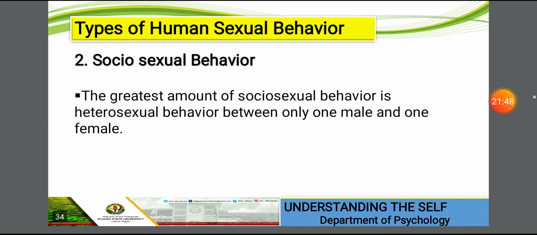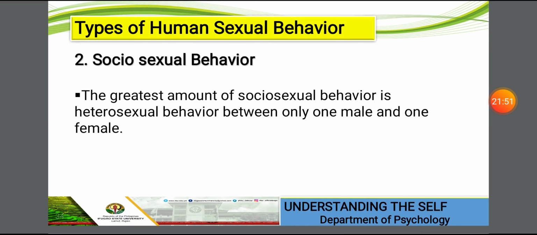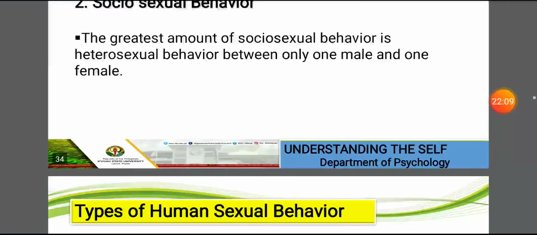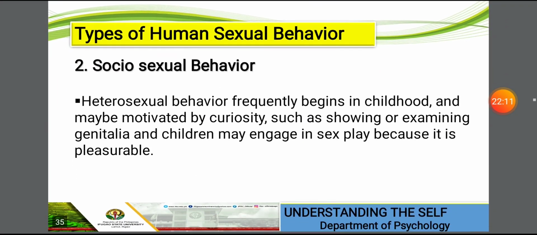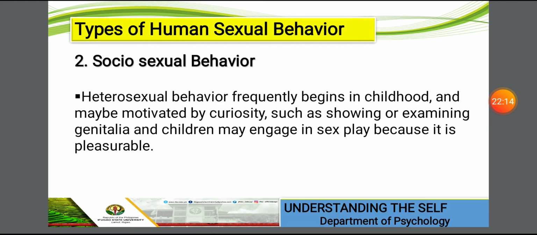There are 2 types of human sexual behavior. Of course, yung solitary kanina, ngayon ay social-sexual behavior. This is the greatest amount of social-sexual behavior in heterosexual behavior between only one male and one female. Ito yung tinatawag nating faithful partnership, monogamy, kumbaga, hindi polygamy. And in here, heterosexual behavior frequently begins in childhood and may be motivated by curiosity such as showing or examining genitalia, and children may engage in sex play because it is pleasurable.